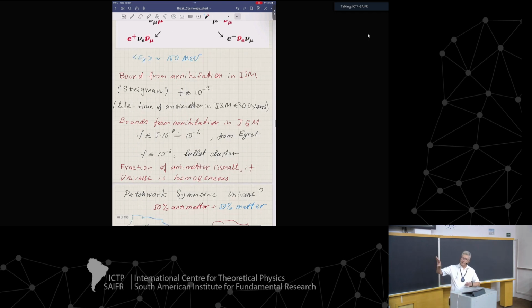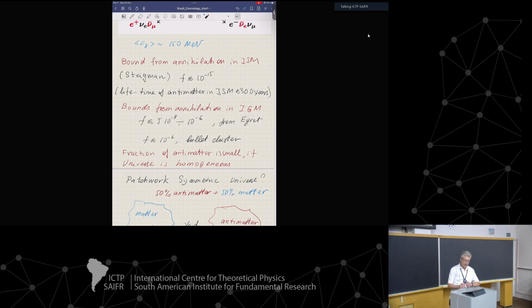So if you consider more faraway places and look at the intergalactic medium, then the constraints are somewhat weaker, but still very strong. They tell you that the fraction of antimatter is at the level of 10 to the minus 6 of that of the matter. And that comes from different astronomical observations.